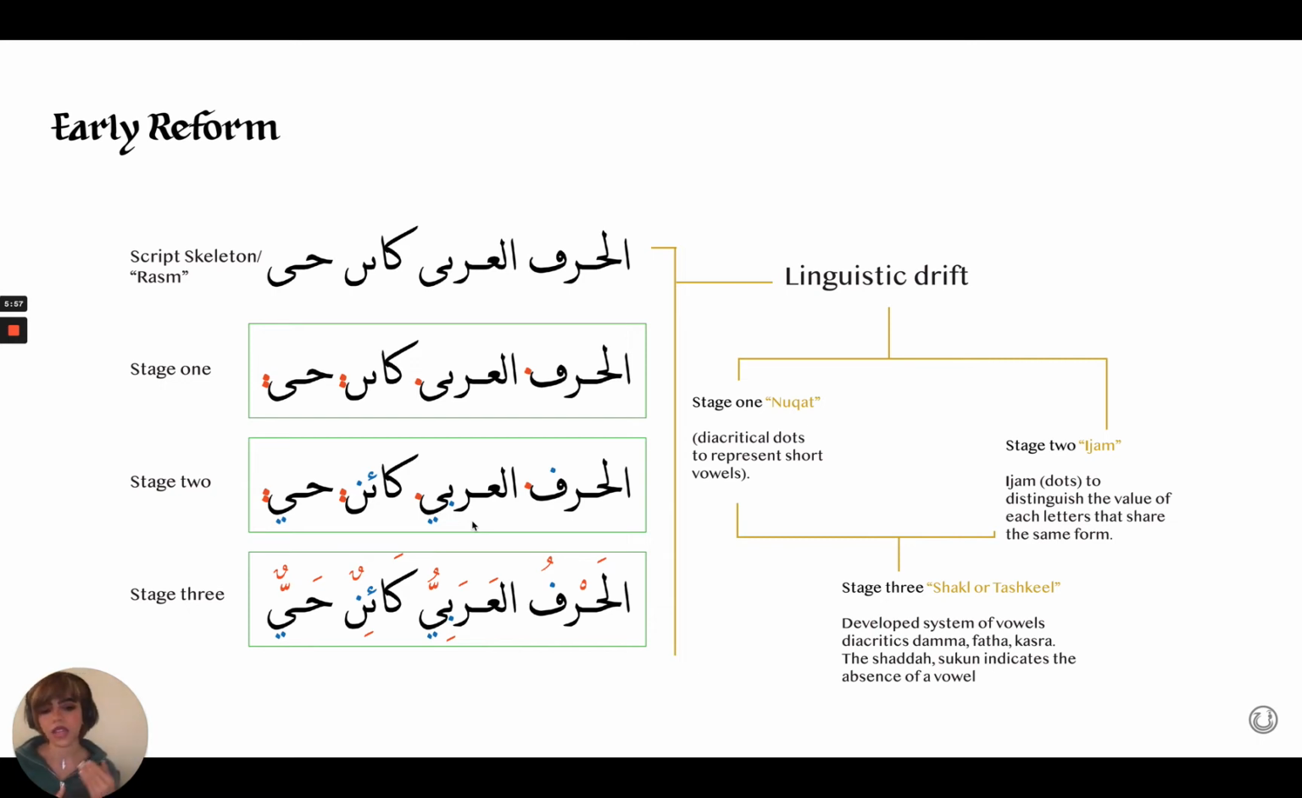So that's where stage three occurred, which is called shakl or tashkil. It's more of two systems. One system uses only dots, and the second system uses dots for the letters that share the same form, and vocalization, which you can see over here. These are tashkil, for the short vowels, to replace the short vowels.